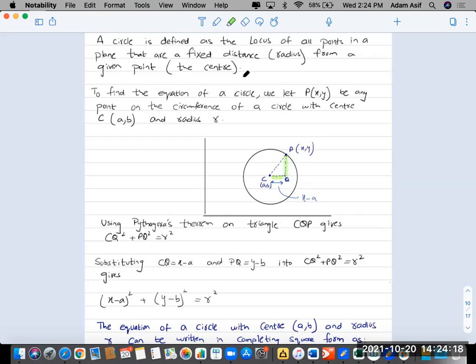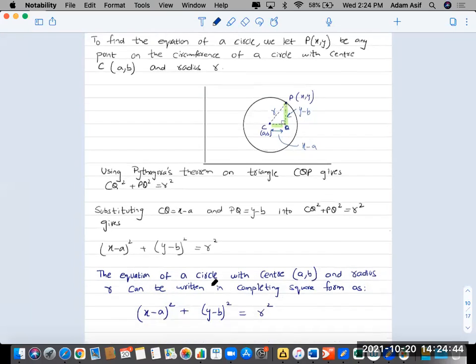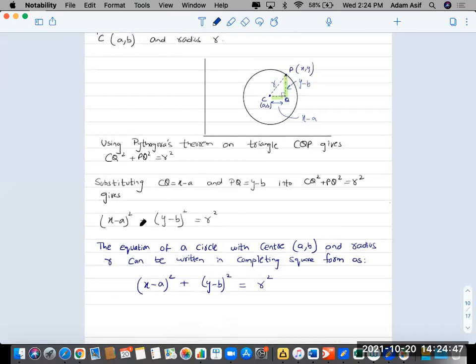And similarly, this distance PQ is going to be Y minus B. And it's a right angle triangle. So if I apply Pythagoras theorem, PC square is going to be equal to PQ square plus CQ square. So PQ square is Y minus B the whole thing square. CQ square is going to be X minus A the whole thing square. And this is going to be equal to CP square, which is the radius, hence the radius square. So X minus A the whole thing square plus Y minus B the whole thing square equals R square. That is the equation of the circle. This is how we actually derive the equation of a circle.